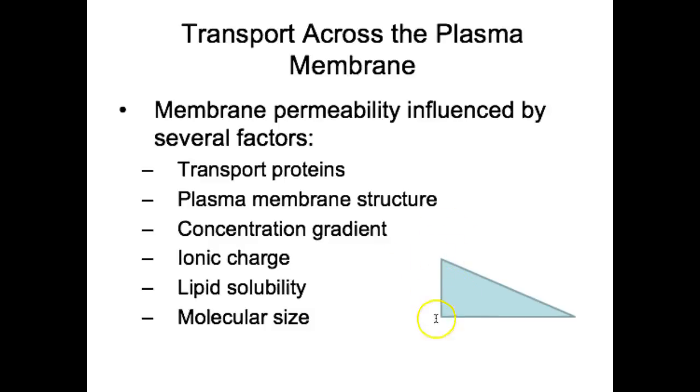If there's a whole bunch of it in one area, it's going to want to diffuse away. It's going to want to go from an area of high concentration to an area of low concentration. This is going to be true even if there's a plasma membrane in the way. If there's a plasma membrane in the way, then we can actually use that gradient to power reactions.